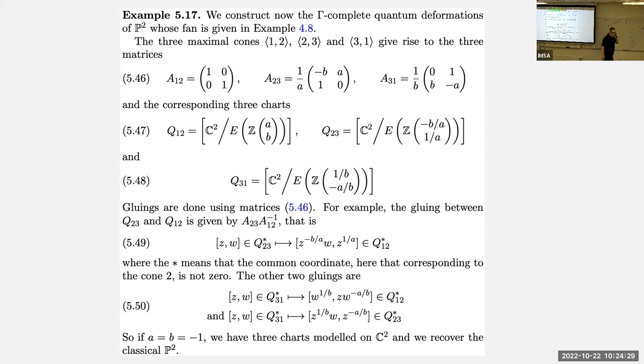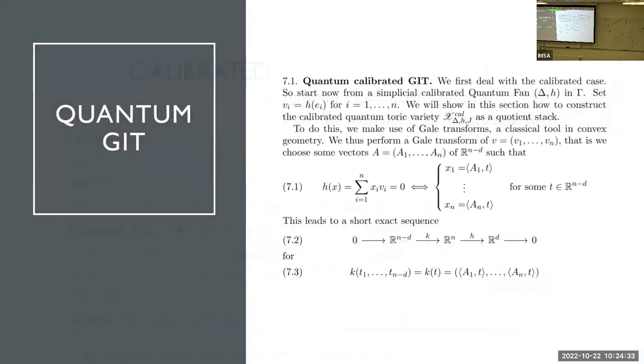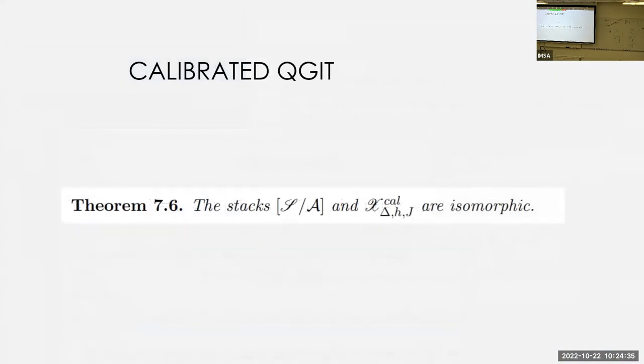So we define it by charts. This is the geometric invariant theory that explains how to obtain it by considering only the semi-stable locus. What kind of stacks are these? These are stacks over the site.